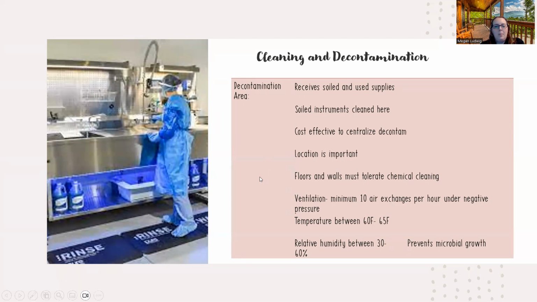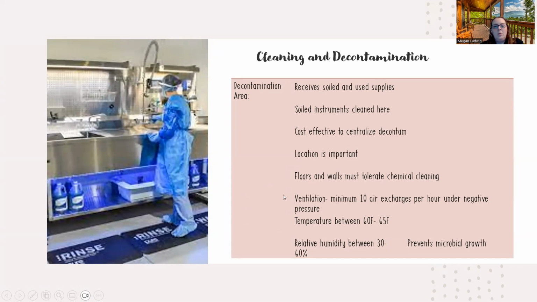And similar to the operating room, you're going to have very specific standards that have to be met for your decontamination room. So the floors and walls have to be very specific. You can't have brick walls or a certain type of tile. Those are not conducive to cleaning. So these floors and walls have to be able to be chemically cleaned on a regular basis.